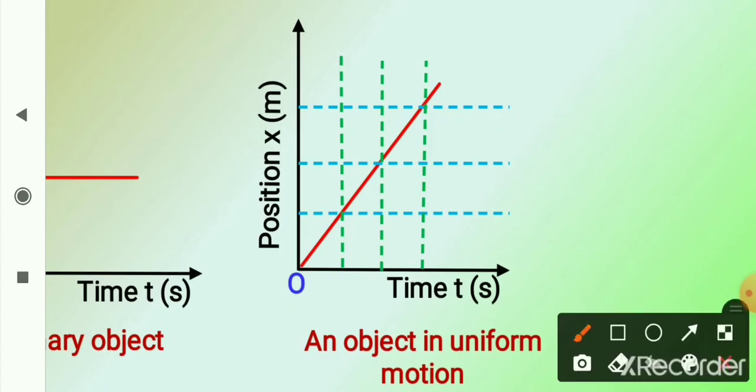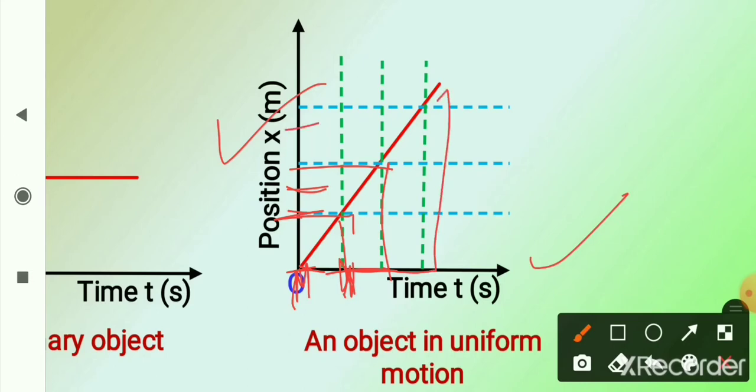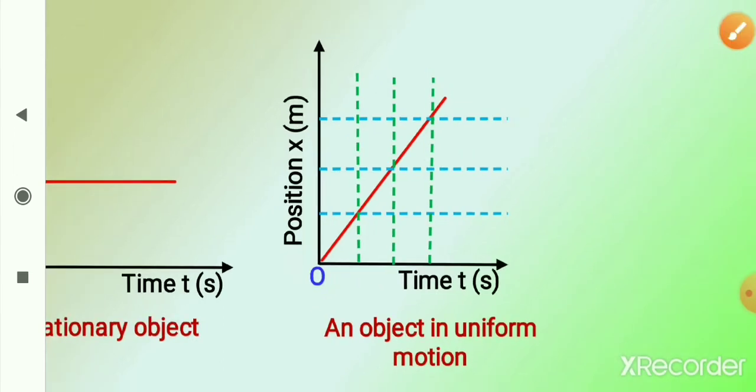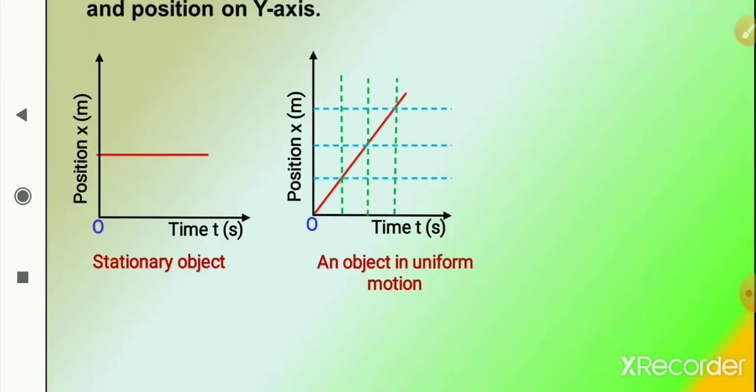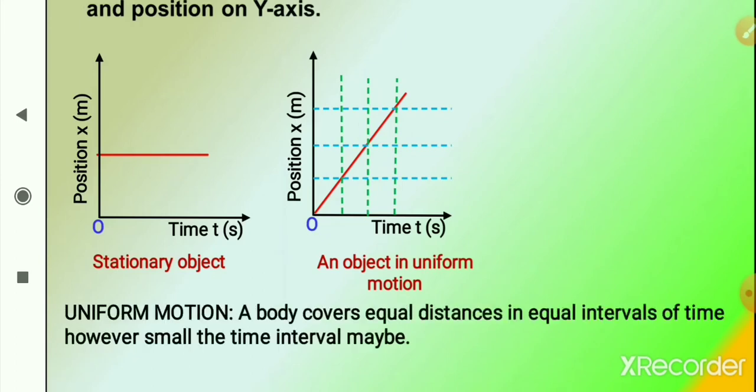See, the position time graph is a straight line, and you see that in equal intervals of time it is covering equal distances. Like from here to here in this interval it has covered this much distance, then in the next time interval from here to here it again covered this much distance, then in the next time interval it again covered equal distance. So here the object is covering equal distances in equal intervals of time, and this is called uniform motion.